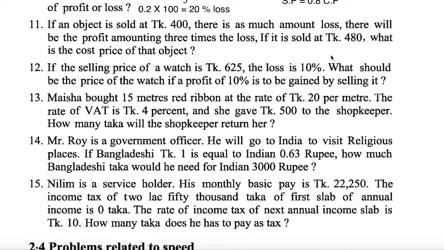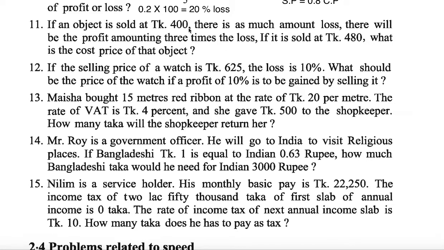If an object is sold at 400 taka, there is as much amount of loss. There will be profit amounting to 3 times the loss if it is sold at 480 taka. What is the cost price of the object?